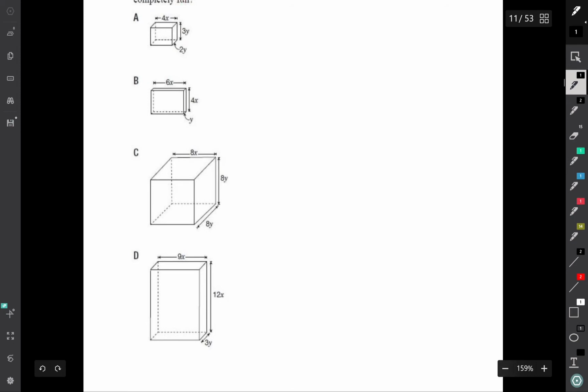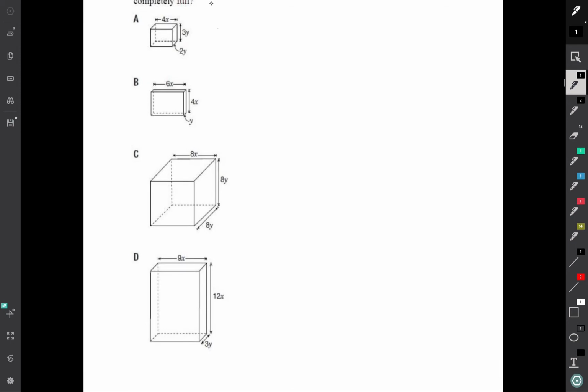All right, so for A, our volume would be 2y times 3y times 4x. Okay, and that's going to simplify to, well, let's first start by combining all of our numbers, our digits, right? So 2 times 3 is 6, right? And 6 times 4 is 24. So our numbers are going to multiply to 24.